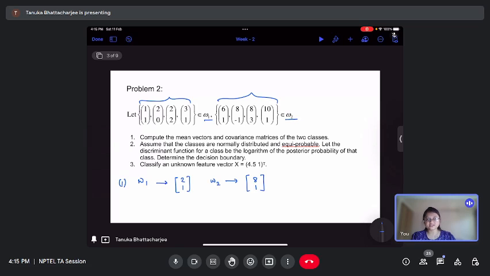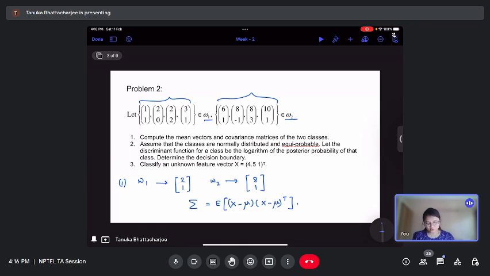Now, once you have the mean vectors, the next question is you will have to compute the covariance matrices of the 2 classes. So, what is the formula for computing the covariance matrix? Let us say sigma is your covariance matrix. This is computed as the expectation of (x minus mu) into (x minus mu) transpose, where mu is the mean of all the samples x, which will be a matrix. In this case it will be a 2 cross 2 matrix.